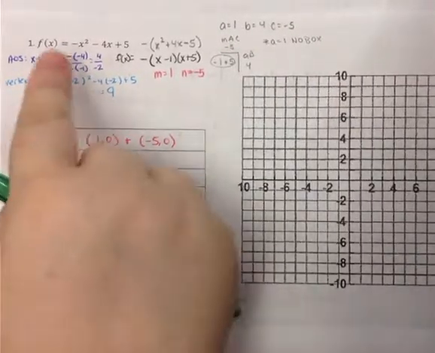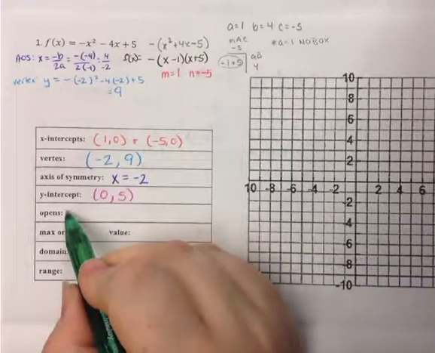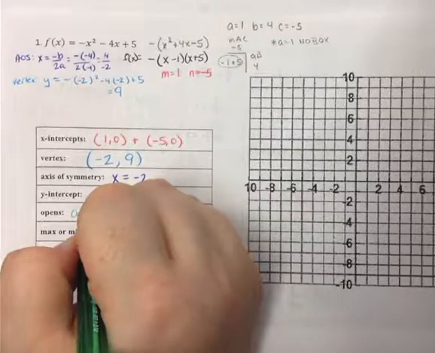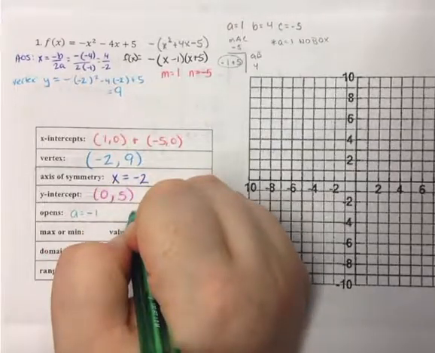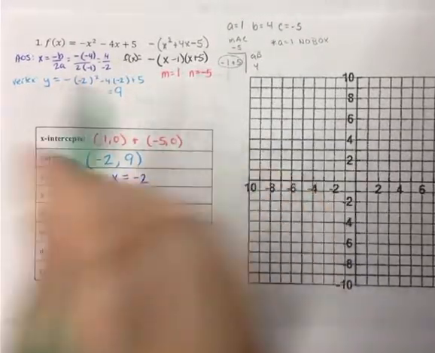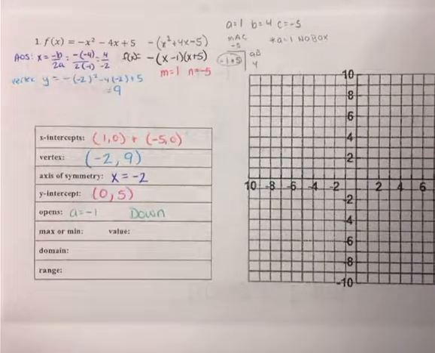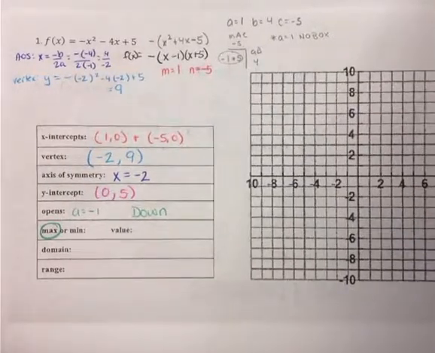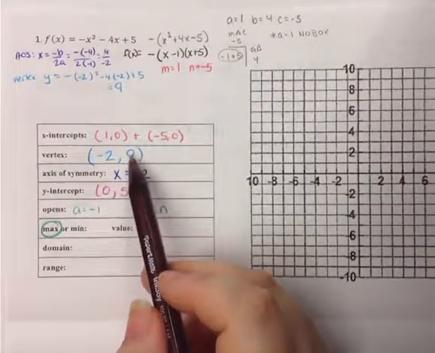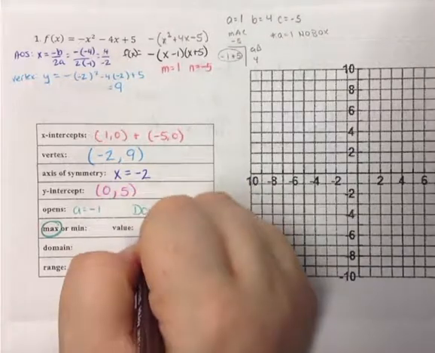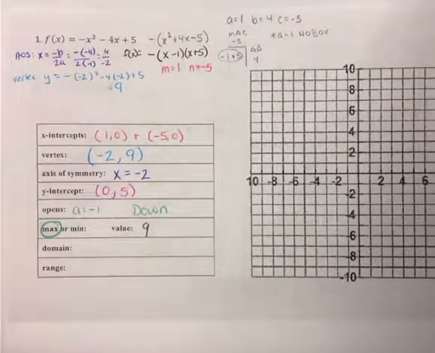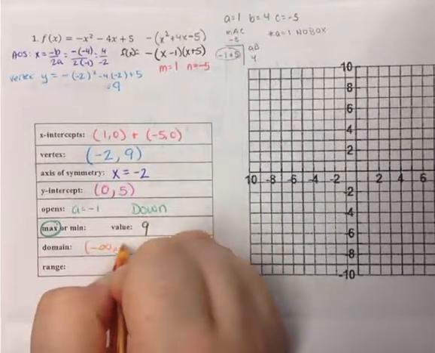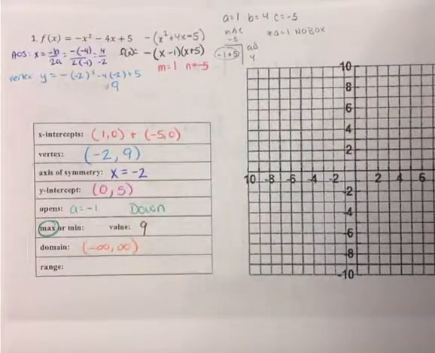Now again, from the original function, the original a value is a negative. So that means that it will open down. And because it opens down, that means that it's going to have a maximum. The value of our maximum, again, always comes from the y of your vertex. So it's at 9. Our domain is open bracket, negative infinity, comma, positive infinity, open bracket. It's a quadratic with no holes.